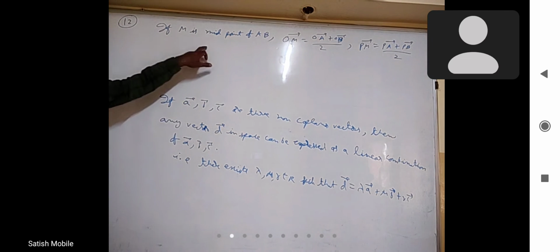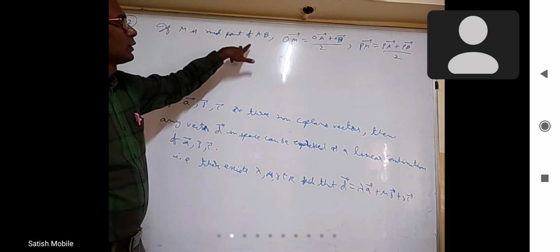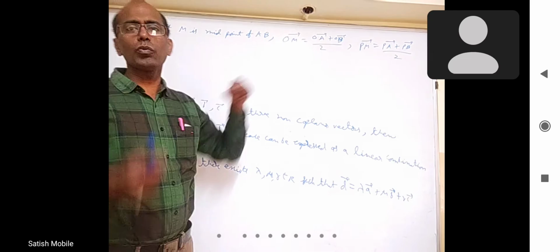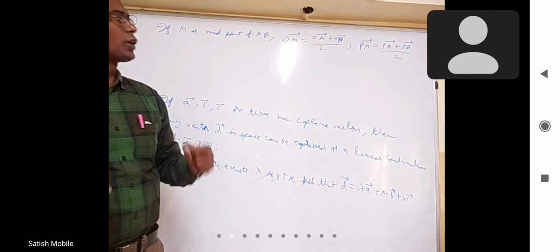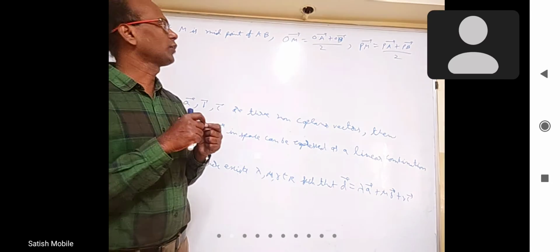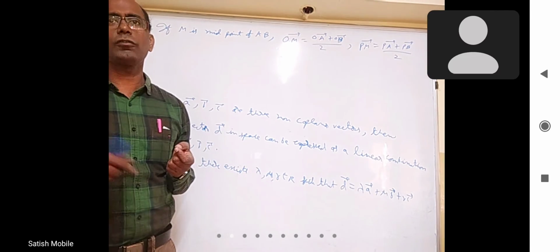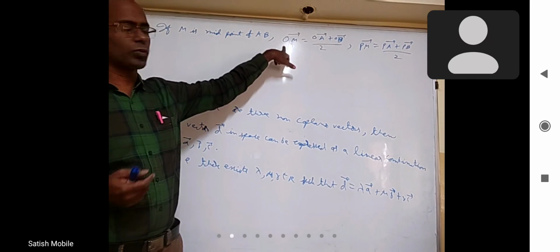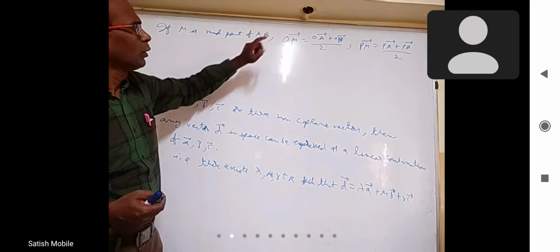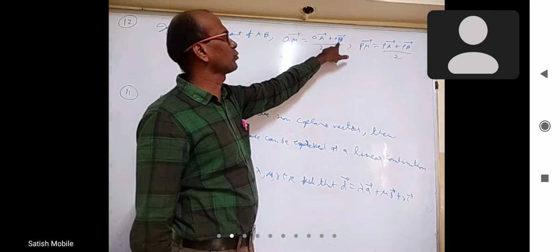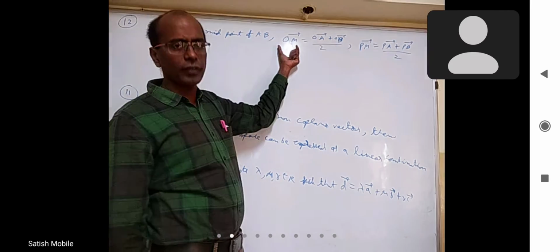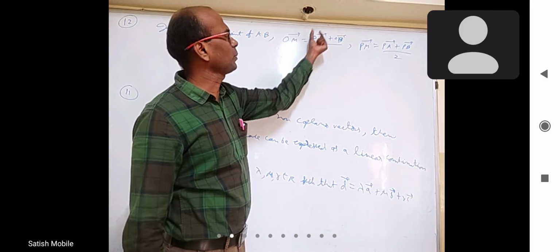If M is the midpoint of AB, then the position vector of M, I told you what a position vector is: join the origin to that point. If you want the position vector of P, it is OP bar. If you want the position vector of M, it is OM bar. O is the origin, M is one point. OM bar is equal to (OA bar plus OB bar) by 2. That is, the position vector of M is the position vector of A plus the position vector of B, by 2.